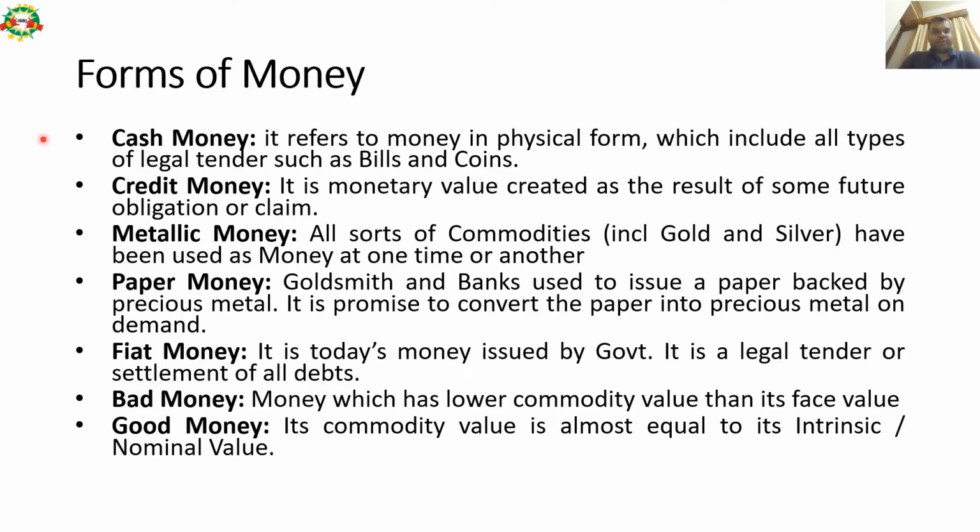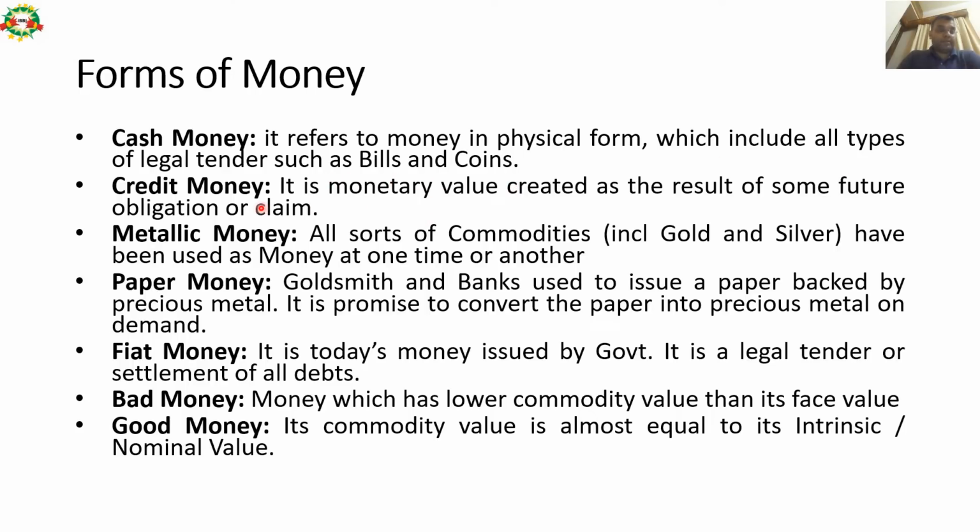So the next important topic from exam perspective is various forms of money. Many times a 1 mark theory question comes out of any of these forms of money. So please do remember all these forms of money. First type of money, or form of money, is cash money. What does it mean? It refers to money in physical form, like we keep in our wallet, which also includes legal tenders such as bills and coins.